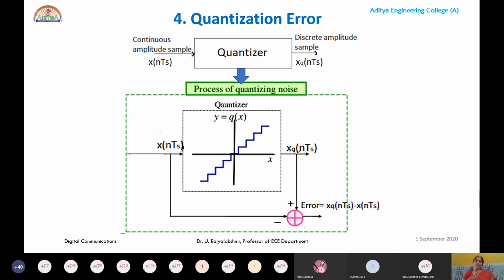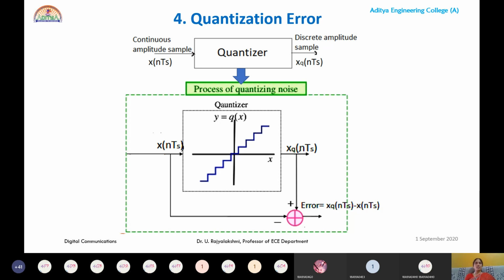Now, how can you define the error? When can I say that there is an error? We are transmitting some signal, and if we are not receiving the same signal, then there is some error. If the output is not the exact reproduction of the input, then there exists some sort of error. So we define the quantization error as E, the difference of xq of nTs and x of nTs.